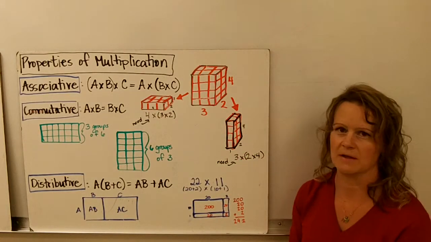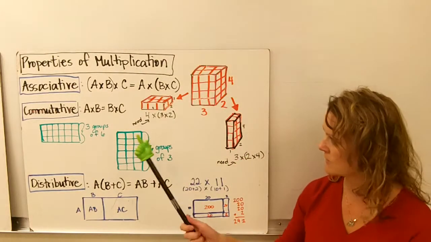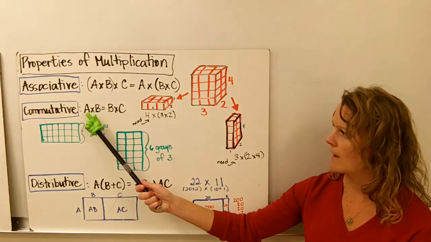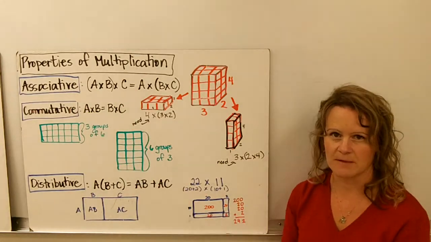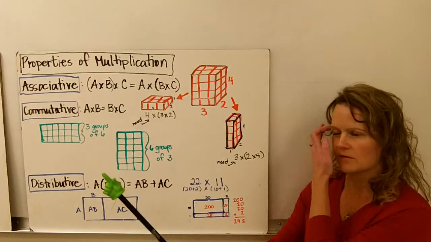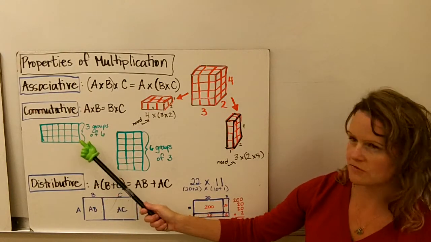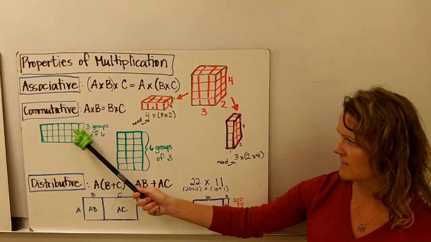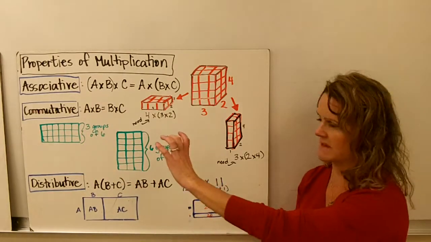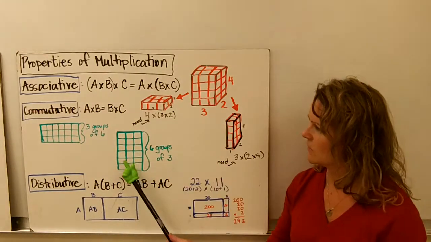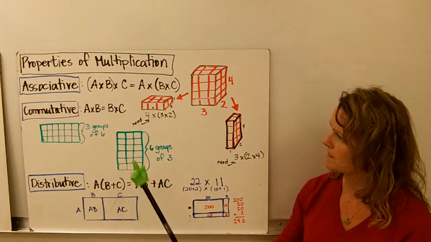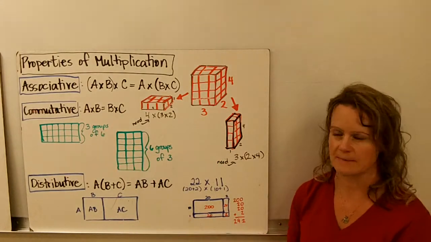Alright, commutative property. We already talked about that a little bit with the array, so we're just going to talk about it quickly here. It simply means that a times b is equal to b times a. So here in this rectangular array, holding this rectangle horizontally, we can see that we have 3 groups of 6. But if we take that same rectangle and turn it, we have 6 groups of 3. So a times b is equal to b times a.